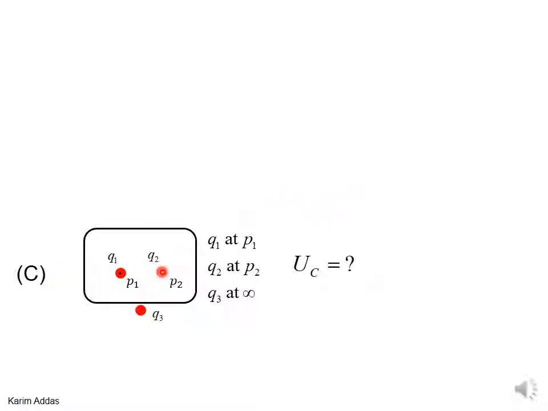Then we're going to ask the next question, what if you bring Q2 from infinity and you put it at point P2? So that now Q1 and Q2 are separated by a small distance. There's a certain distance between them, but it's not infinite anymore. How much energy is in this configuration? And we'll call this UC.